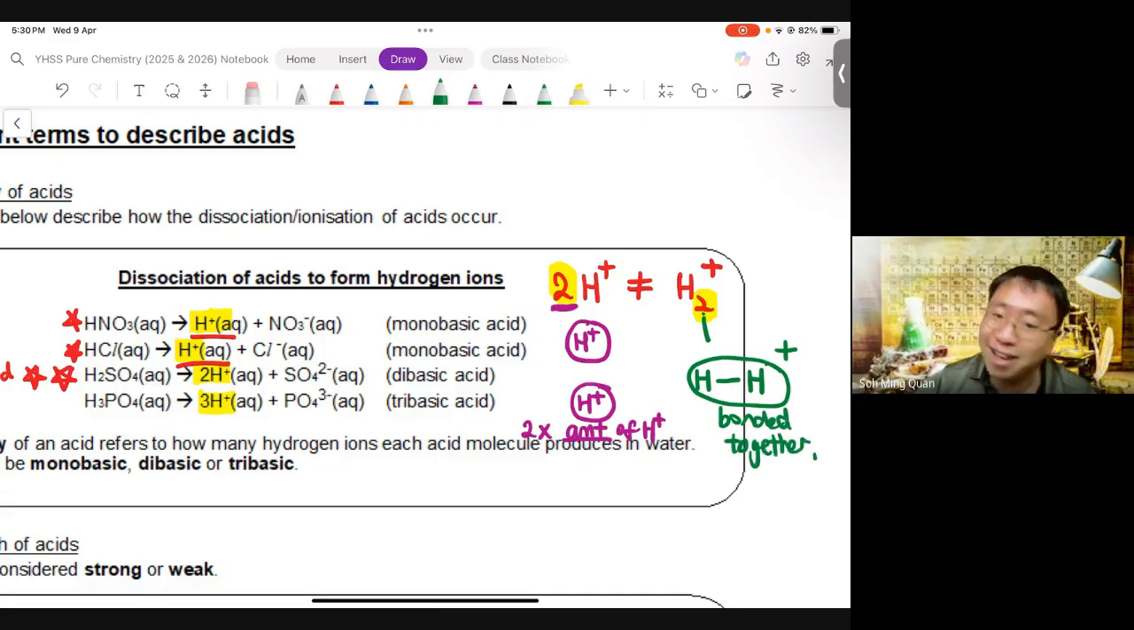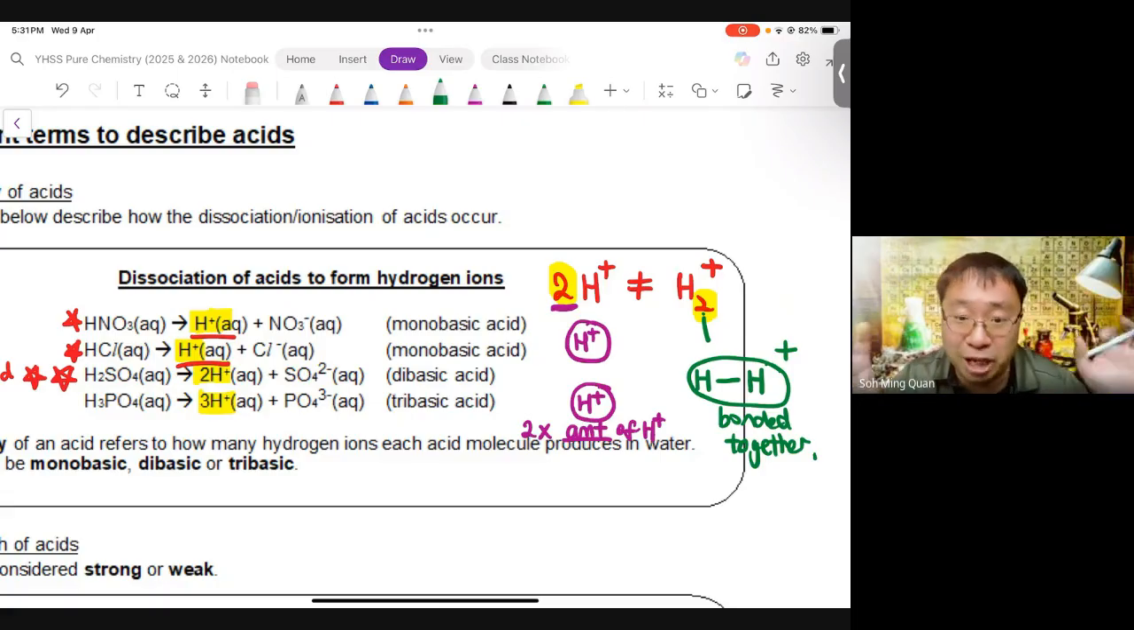And of course, that's not the case for sulfuric acid. For sulfuric acid, you just learn acids dissociate. They need to break up. So the H+ should not be bonding to each other. What we mean to say is that it produces double the amount of H+.